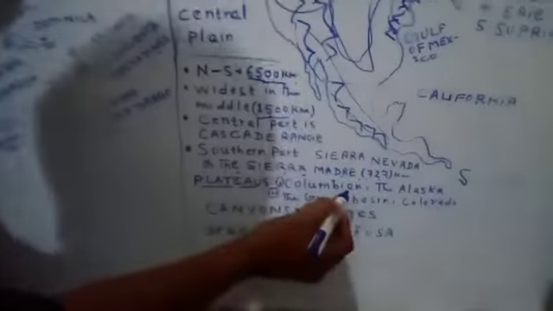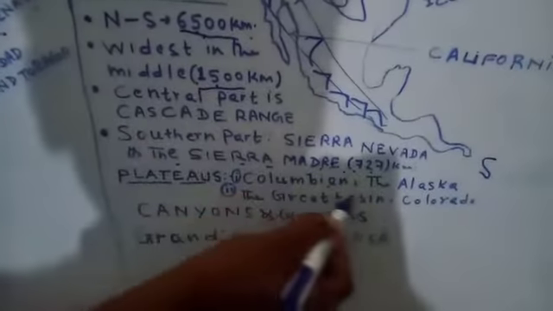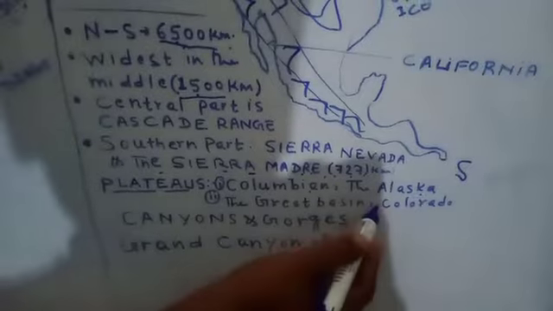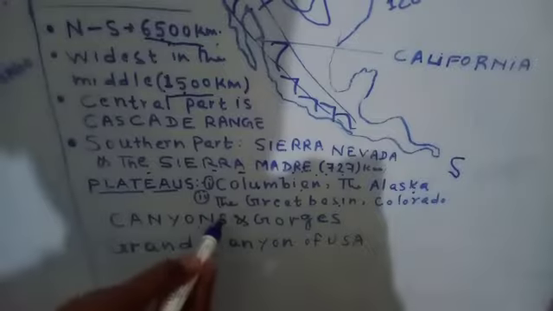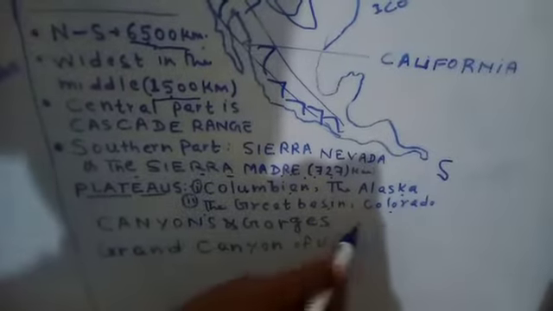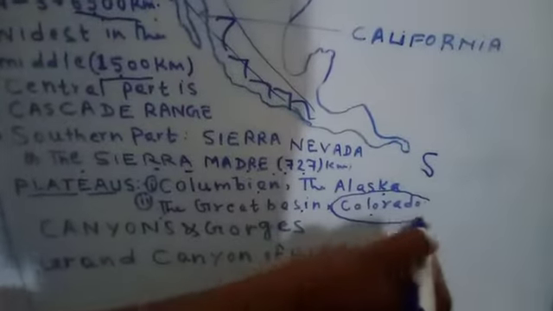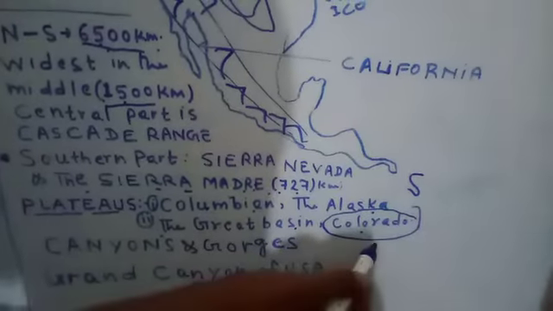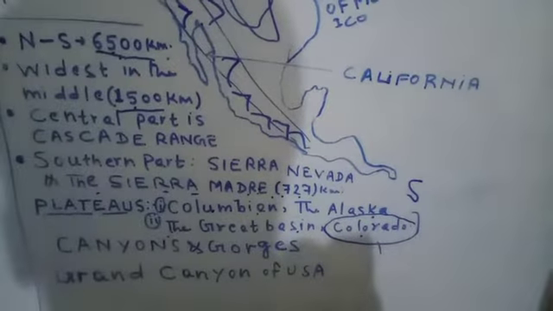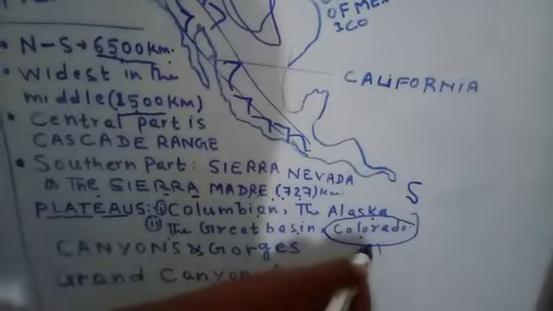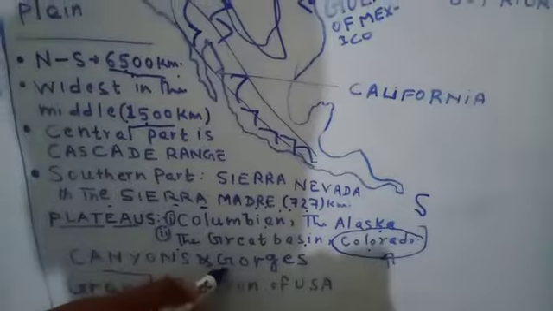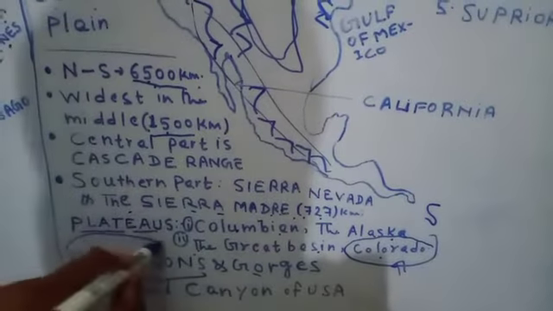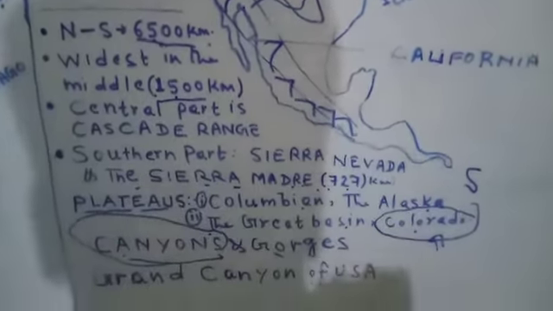You can clearly see the Columbian Plateau is also an intermountain plateau, number 1. Alaska is a plateau. The Great Basin is also situated in between these mountain ranges, and the Colorado Plateau, a very famous plateau region. It is made by the Colorado River, a very important river. Further, this Colorado River makes canyons and gorges. So the Grand Canyon is a very famous canyon of North America.